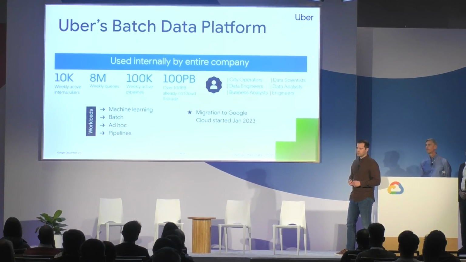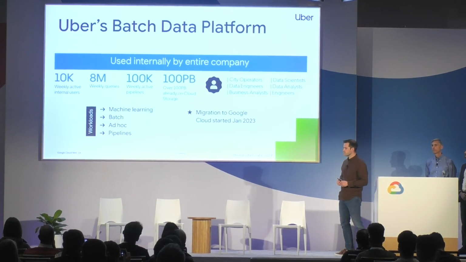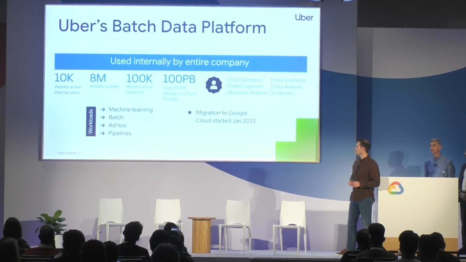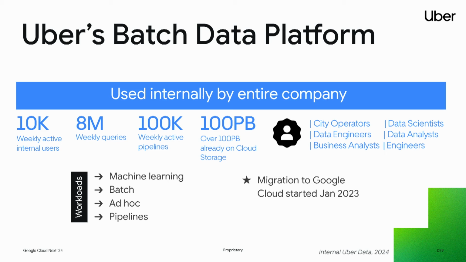So first off, some context on Uber's batch data platform. This is a massive platform that's used every day by internal users at Uber, and it's critical to Uber's day-to-day business. We support half the company using the platform every week, which brings with it a lot of personas using the platform, and with them a wide range of workloads. We support 8 million queries a week and 100,000 active pipelines. And we started migrating this platform to GCP in January 2023. And we already have over 100 petabytes onboarded. Prior to this, we were a typical internet scale company leveraging the Hadoop ecosystem for our data lake.